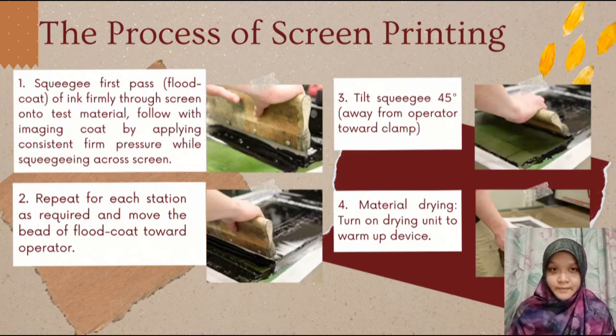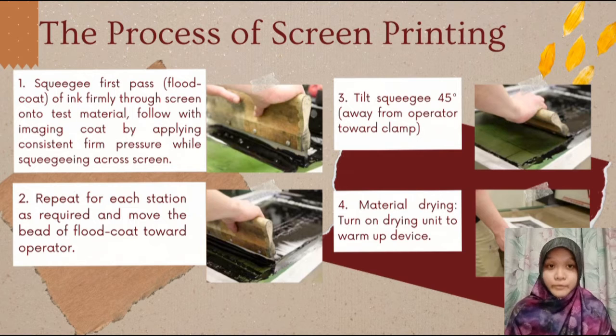So for the first step, the squeegee first pass of ink firmly through the screen onto the test material. Follow with the imaging coat by applying consistent firm pressure while squeegeeing across the screen. So for this method, the screen printing, the most important thing is that we must have consistent pressure when we're doing it. So make sure that we have consistent pressure in order to get a great result for the screen printing.